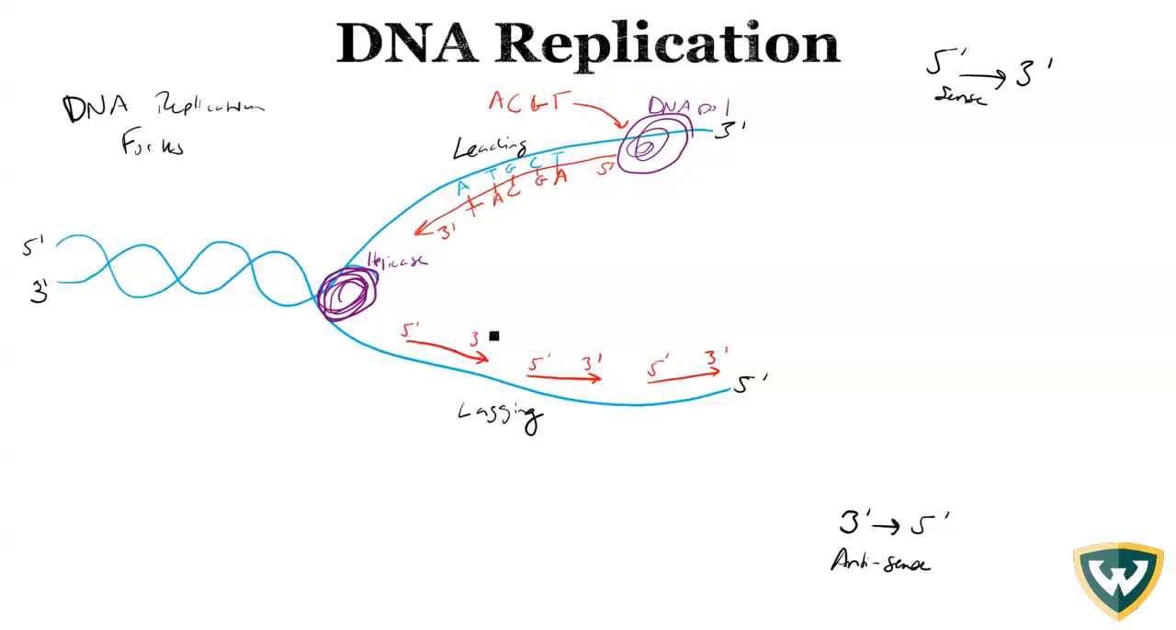And so how the cell does that is it does it in these little chunks, and these chunks are actually called Okazaki fragments by the researcher who discovered it. So DNA polymerase comes in just like before. However, it starts it in sections, okay? And so for each section, it starts to head 5' to 3', essentially until it runs out of room.